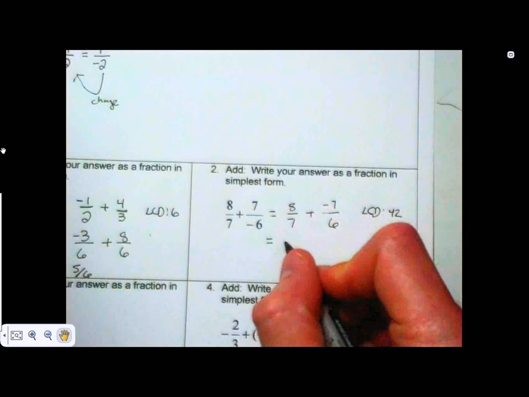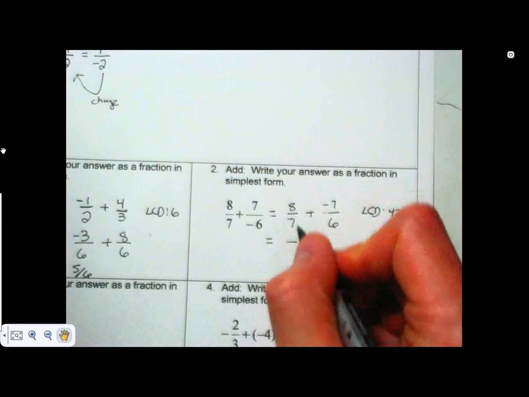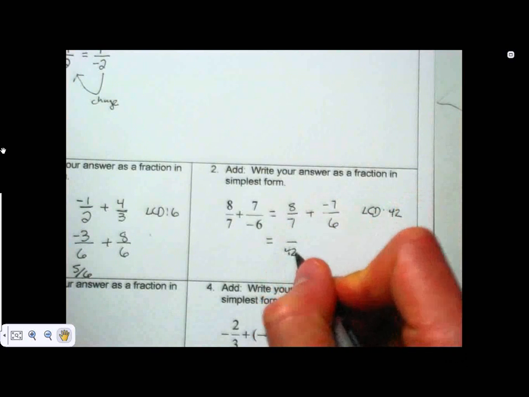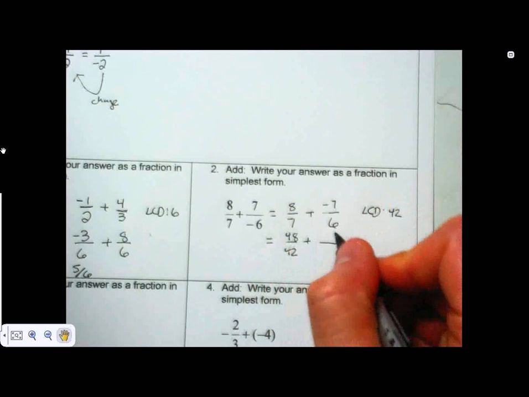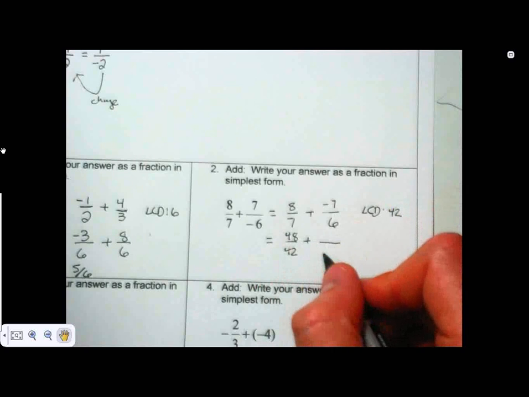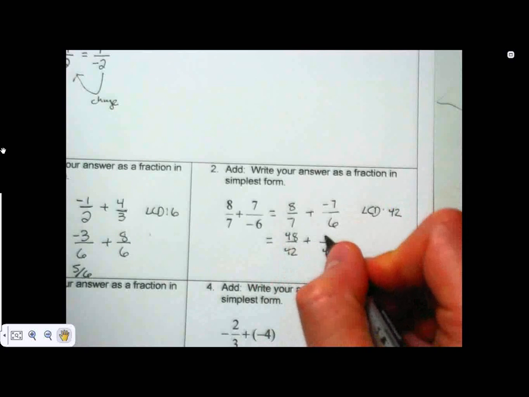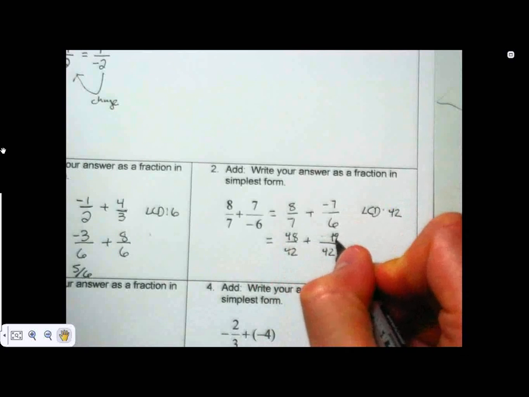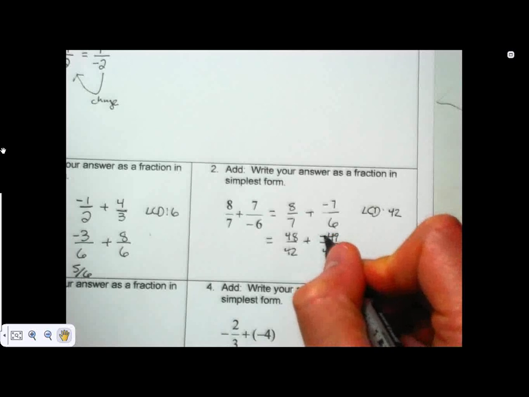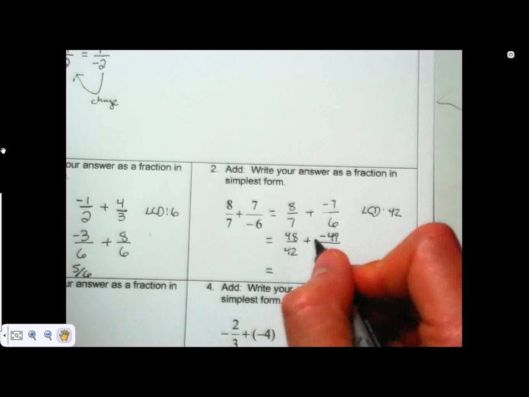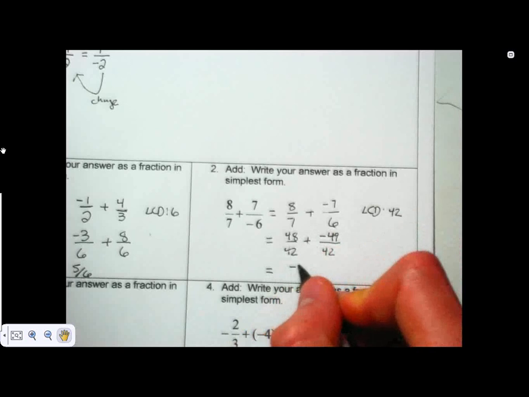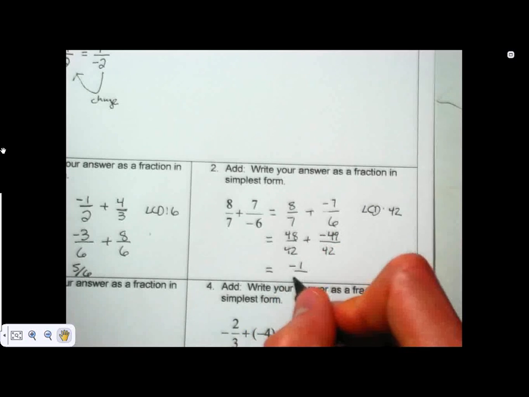So we would have to multiply the first fraction, top and bottom, by 6. Second fraction, we would have to multiply top and bottom by 7. And then if we add our numerators, negative 49 plus 48 is negative 1. And then, of course, our denominator stays the same.